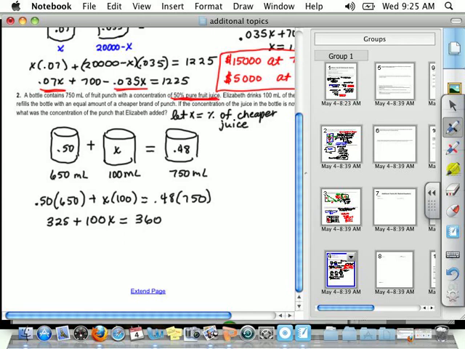Do 360 minus 325. Divide by 100, so I get 0.35. Okay, that was your concentration of the cheaper juice. It should make sense. We had 50%. We added something less concentrated to get 48%. So it should make sense in the end. Notice the percentages don't always add up. I mean, they're not adding up to be 48. Yeah, it doesn't necessarily add up because you have different amounts of those things. Okay.